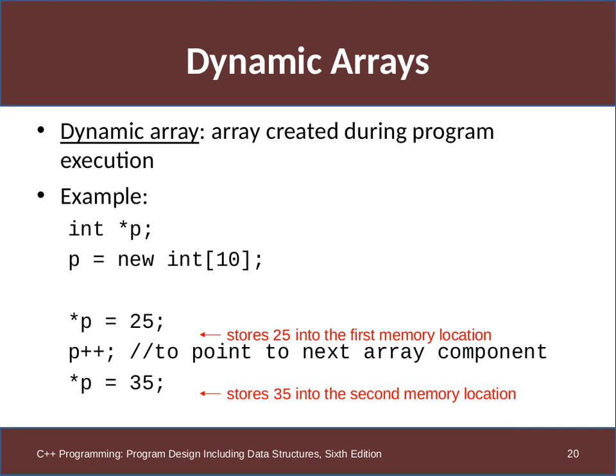What if it was double P? What would P++ be? How much would that increment by? 8. You got it. So then you increment by a plus, aka +1 is actually incrementing by 8. If you had a class, what would P++ be? Trick question.